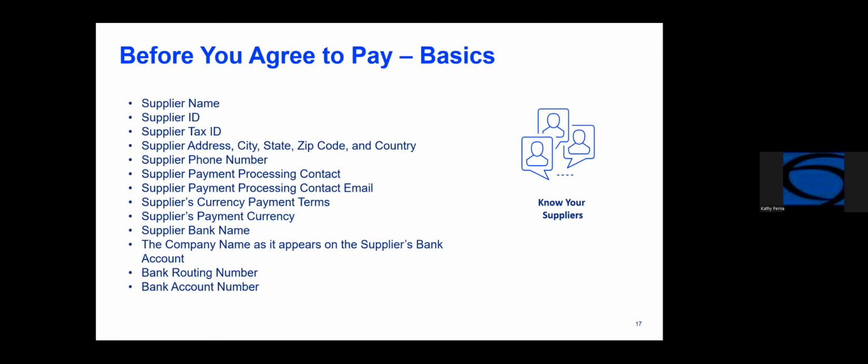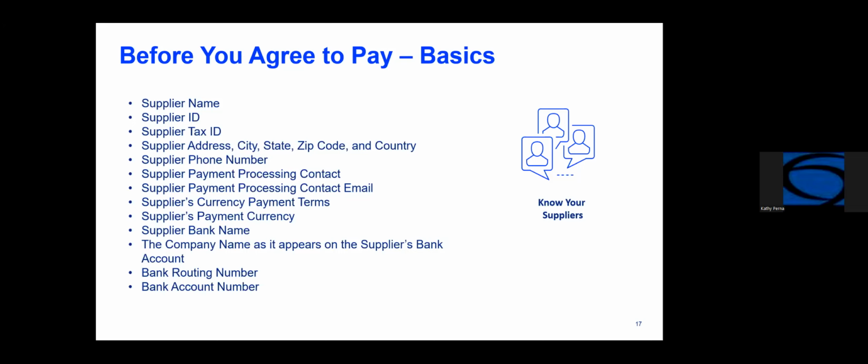So here are the basics. When you agree to pay a supplier, you need to know your supplier. This is going to set you up for being able to set up a plan to mitigate that fraud. So, some of the basic information that you need to collect from your suppliers is data that you're going to use to perform validations or verifications about that supplier. And we'll go into that a little bit later. But this is the basic information that you need to obtain from your suppliers.